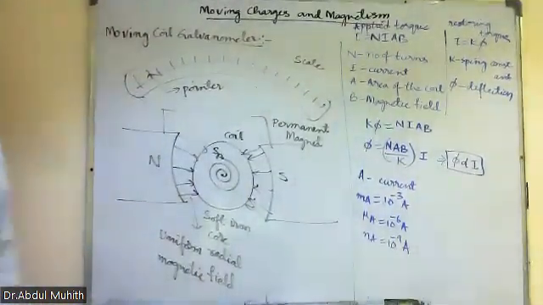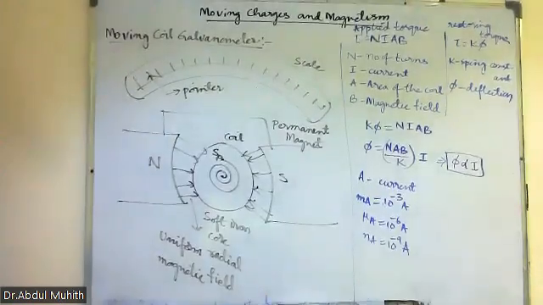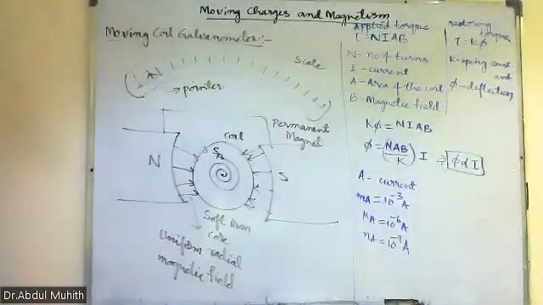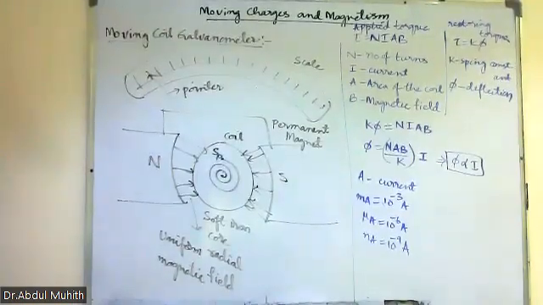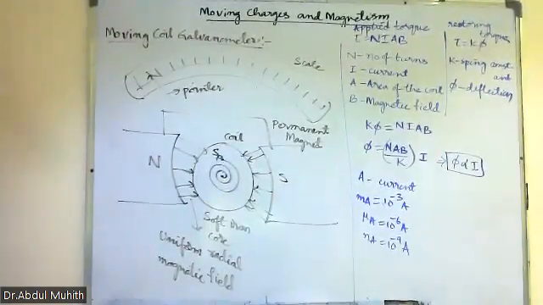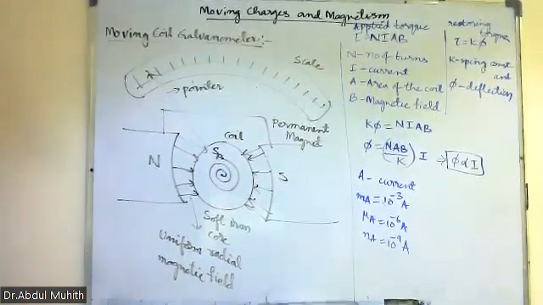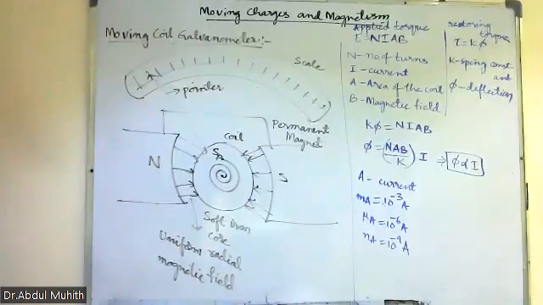Okay, clear? Is that clear? Milliampere, A is the current, milliampere is 10 to the power of -3 ampere. Mu A is microampere and nA is nanoampere. Clear? So this is what had happened.